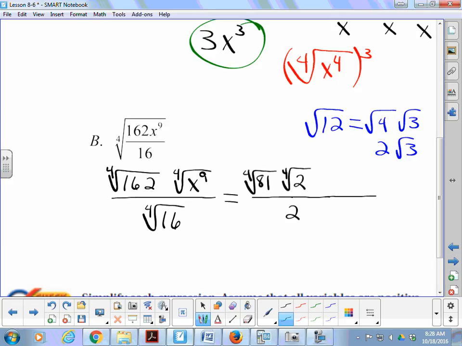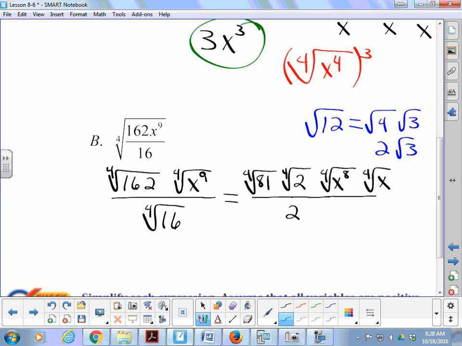All right, is 9 a multiple of 4? No, it's not. Okay, what's the multiple of 4 that's just less than 9? It's less than 9. 8 is. Okay, so I can rewrite x to the ninth as the fourth root of x to the 8th and the fourth root of x.